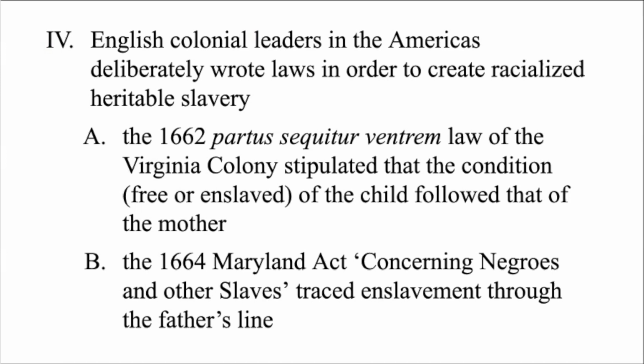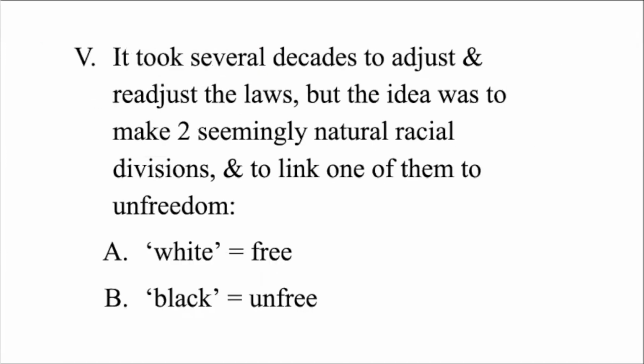The 1662 Partus Sequitur Ventrum law of the Virginia colony stipulated that the condition, free or enslaved, of the child followed that of the mother. The 1664 Maryland Act concerning Negroes and other slaves traced enslavement through the father's line. It took several decades to adjust and readjust the laws, but the idea was to make two seemingly natural racial divisions and to link one of them to unfreedom.